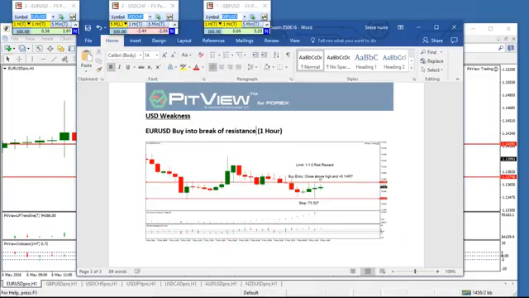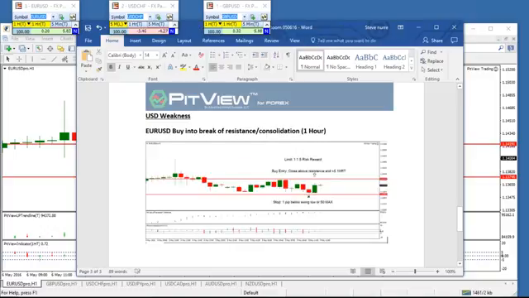And it's almost a double bottom. I consider it more of a, you can call it resistance, consolidation, since the market's opened. There we go.